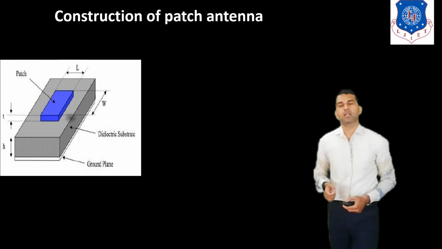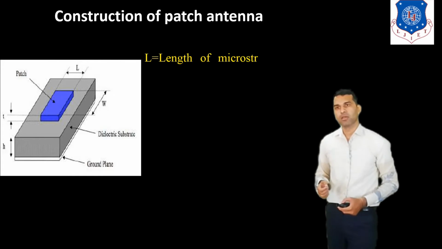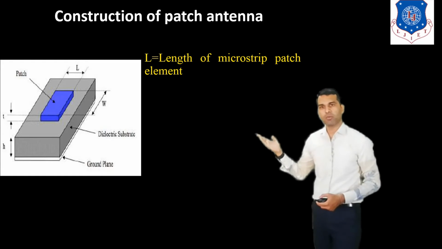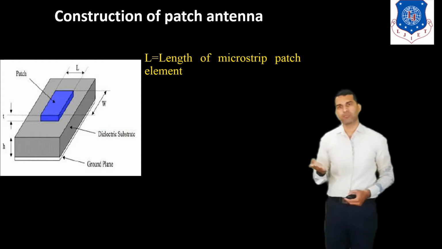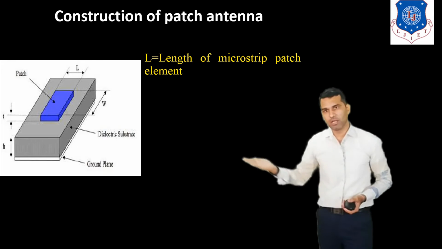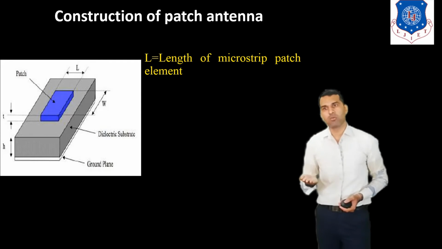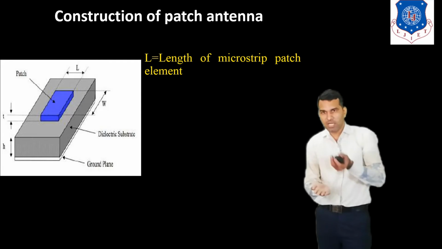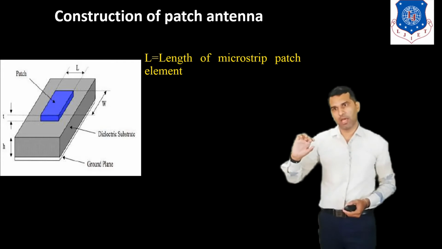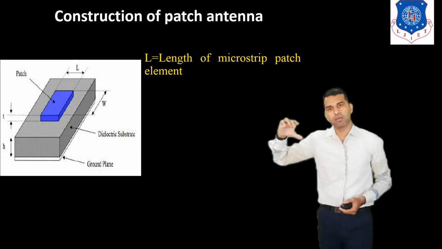Now we discuss the construction of the patch antenna. Here in this figure we see the patch antenna. A patch antenna consists mainly of three layers. The lower layer in the figure is known as the ground layer, or ground plane. On top of this ground layer is the dielectric substrate material, and the top layer is the patch. This is a metallic patch.